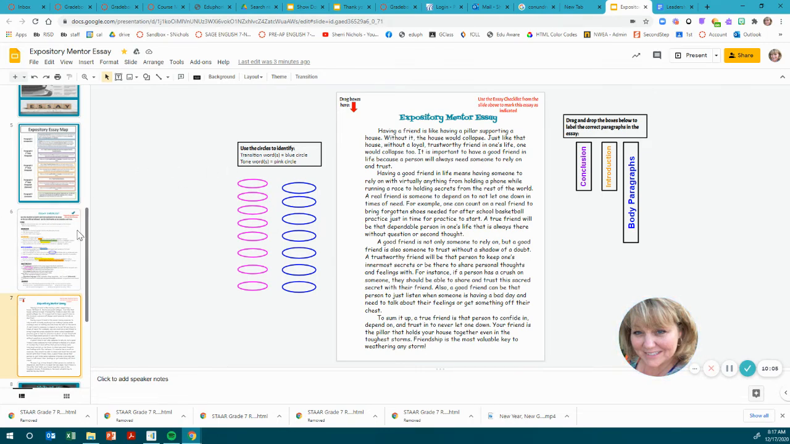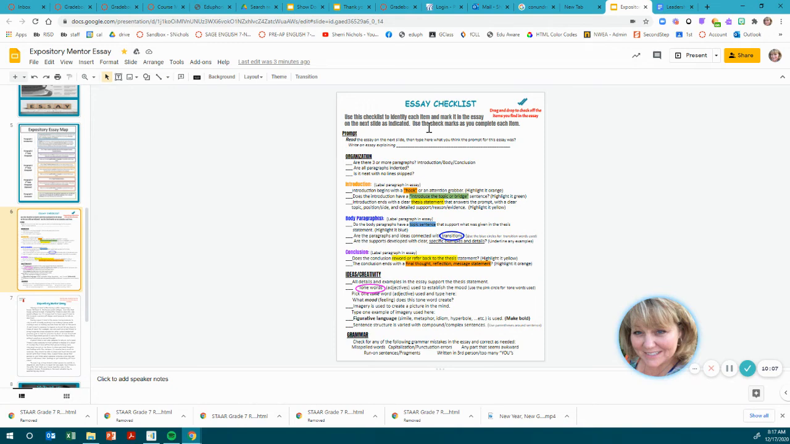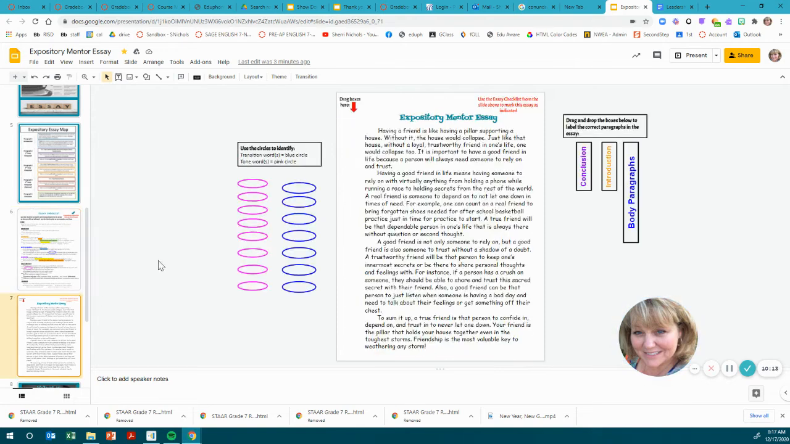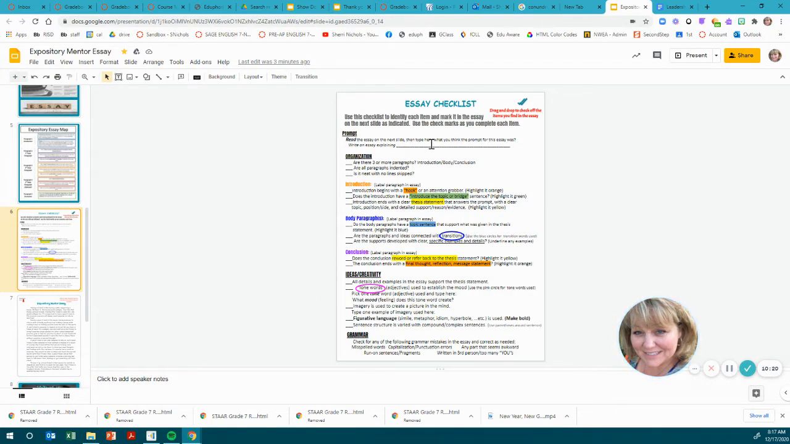So if we look at this essay, the essay checklist, the first thing it says, read the essay, and what do you think the prompt was? Write an essay, explain what you think the prompt is based on what you read. And some ideas would be something related to friendship. We know that. So it could be something like explain the values of a good friendship, or is having a friend important in life. So anything related to that would be a good answer here.